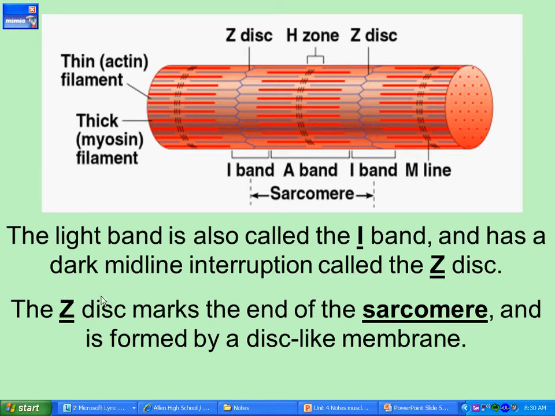It says the Z disc marks the end of the sarcomere. So this Z disc right here is where a sarcomere is going to begin and end. So one section from Z disc to Z disc is called a sarcomere.